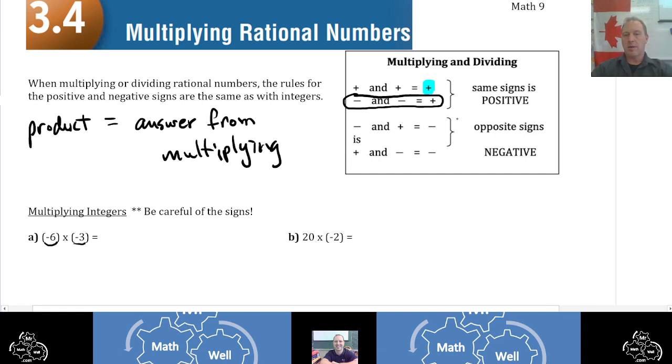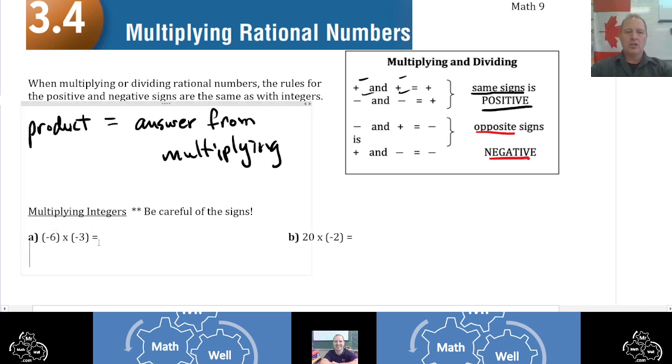Now the nice way to remember this, I think this is the way I like to remember this, is that whenever you have the same signs that you're multiplying together, the answer is always positive, whether it's positive and positive, or negative and negative. The other thing to remember then is when the signs are opposite, you always have a negative solution or product. So that's pretty easy to remember, okay? Negative times a negative is a positive.